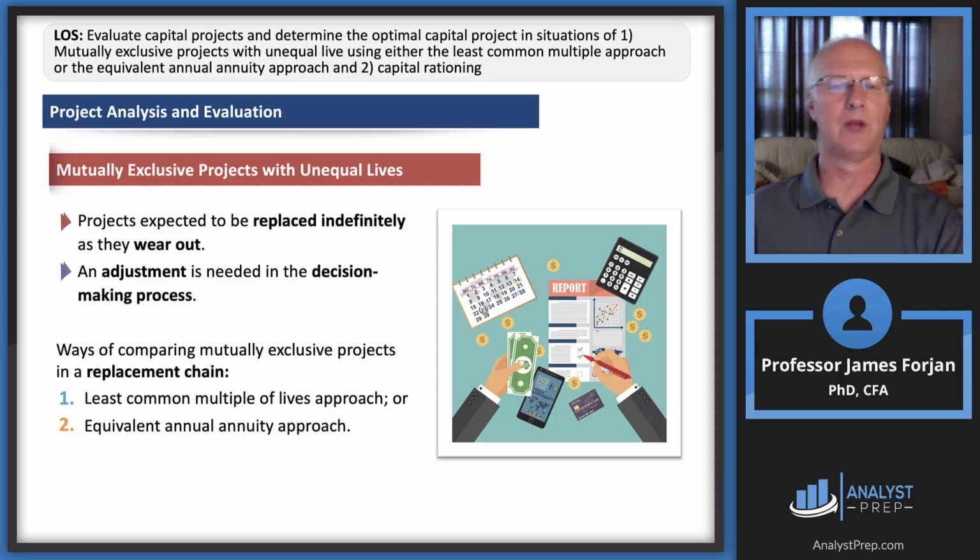All right, remember what I said 15 or 20 minutes ago about independent projects, right? You can look at those independently because they're, after all, independent, so they're not going to impact other stuff. But when we have mutual exclusivity, then we need to worry about how this affects and impacts all of the other things that we're doing on the left-hand side of the balance sheet. Now, in particular, this LOS asks us to compare mutually exclusive projects with unequal lives.